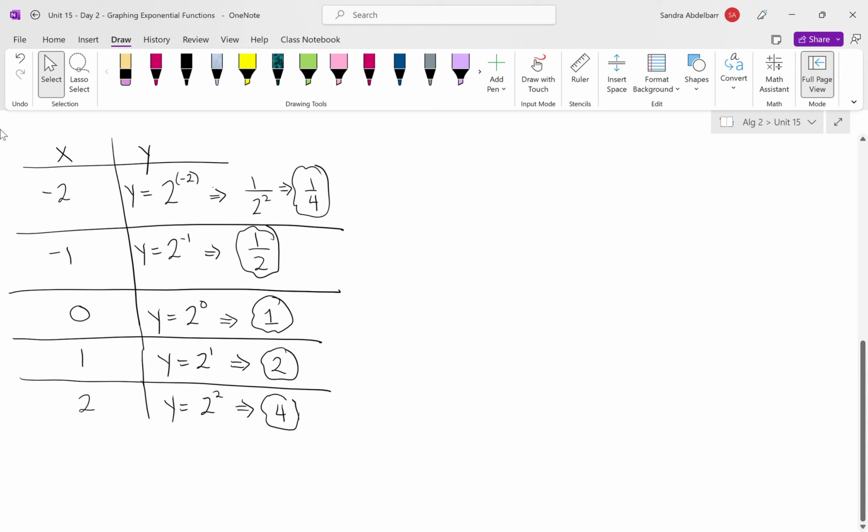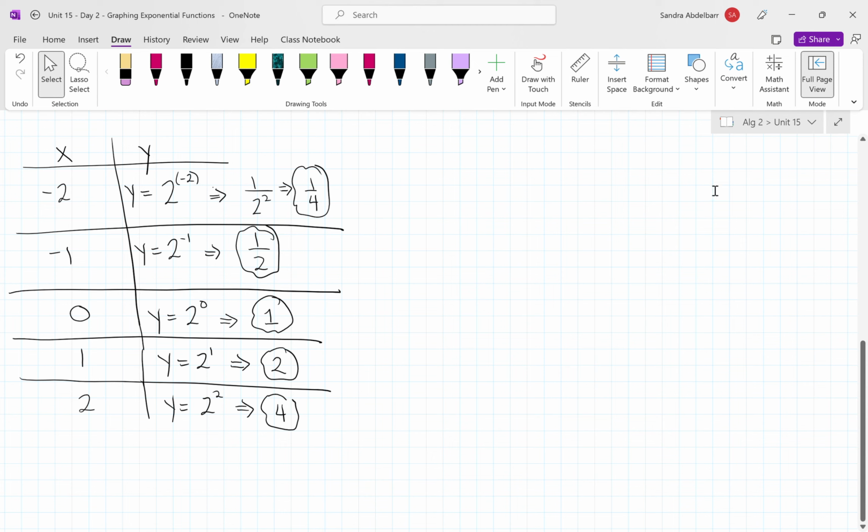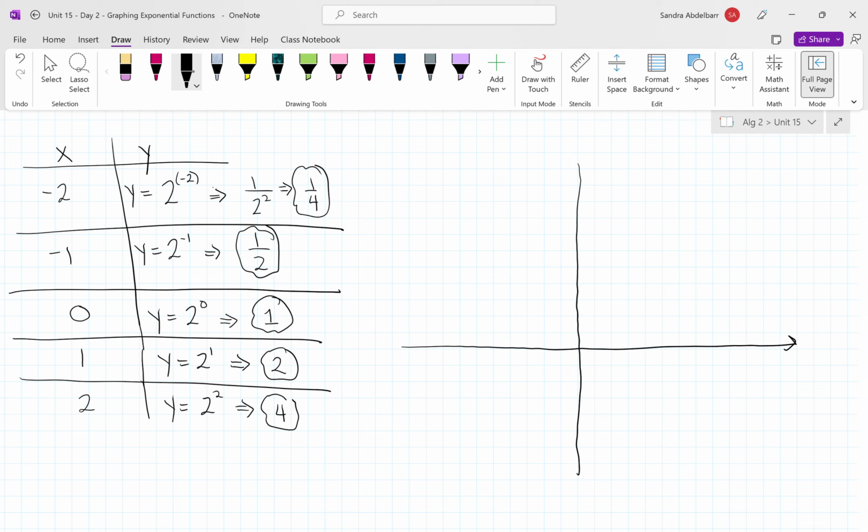All right, so now let me get some graph paper here. Now we're going to sketch this. And because 2 to the x can never equal 0, we have an asymptote at y equals 0, which is the x-axis.